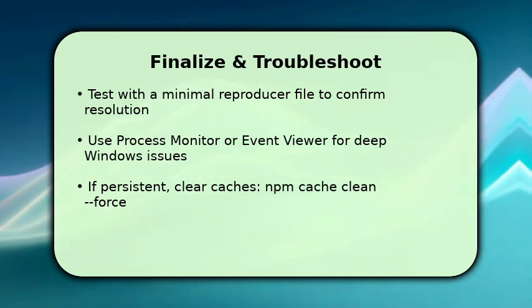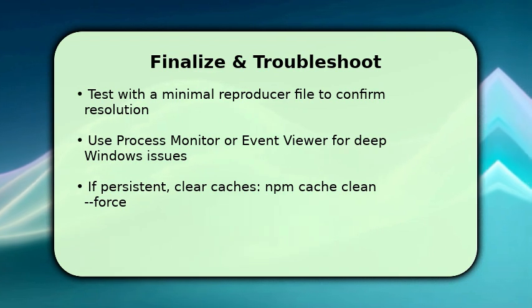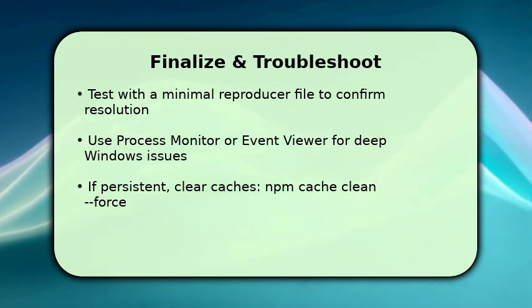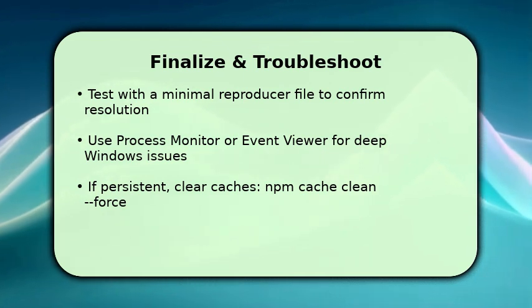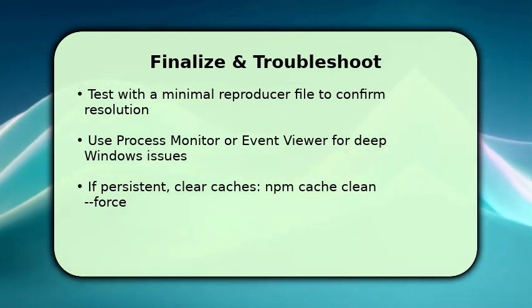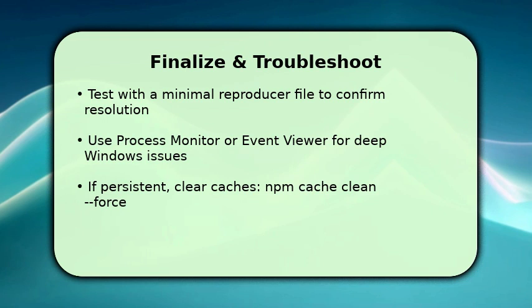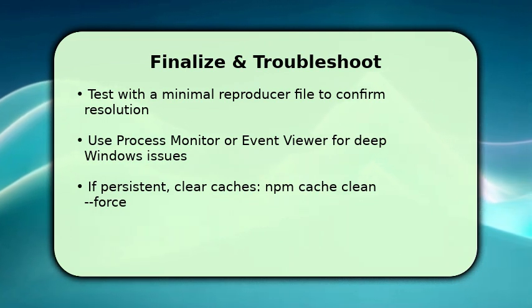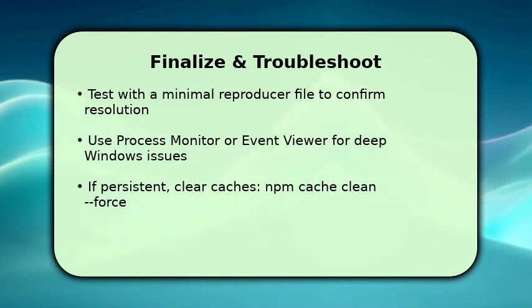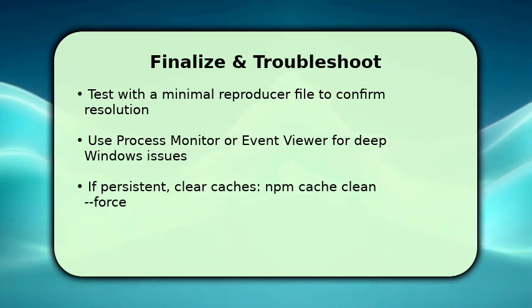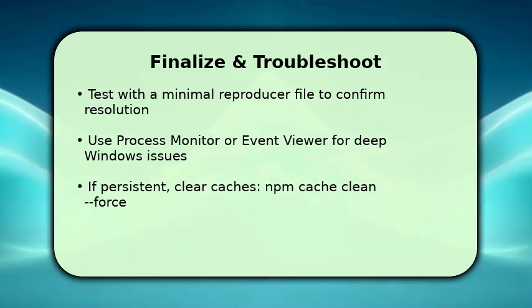If issues persist, inspect Windows logs with Event Viewer or use Process Monitor to catch permission or antivirus interference. Clear npm caches and rebuild. Make sure file encodings and CRLF line endings aren't corrupting scripts. One key troubleshooting tip: if behavior differs on another machine, compare environment variables and installed Node versions to pinpoint the remaining discrepancy.